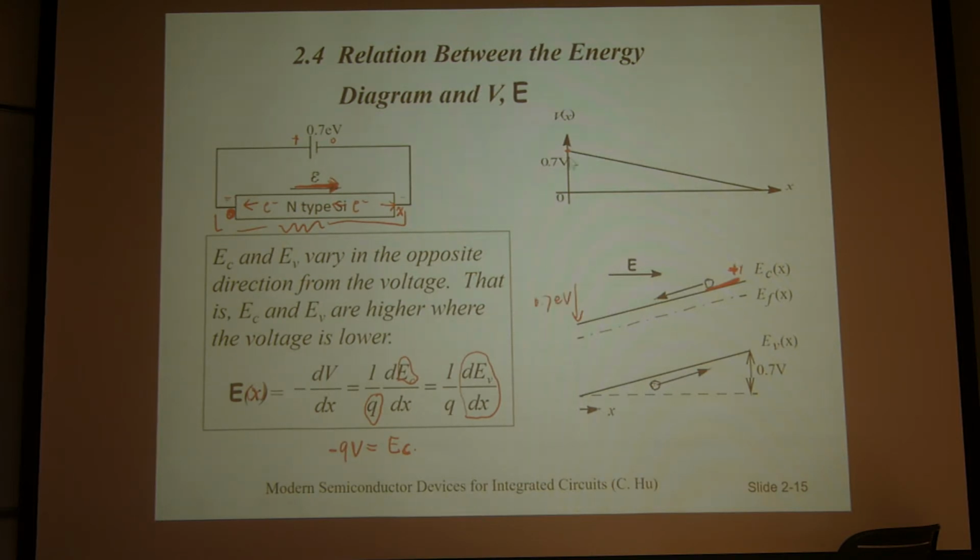Because you know the higher voltage actually means lower energy potential for electrons, because electrons are negatively charged. So if you have higher voltage, that means lower electron potential for electrons. So in other words, this is a very important conclusion for you to notice.